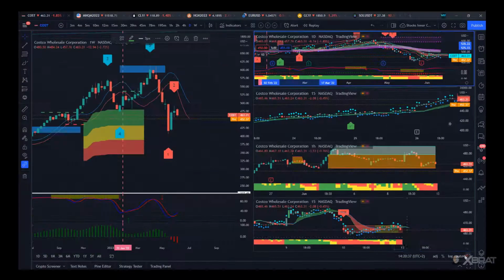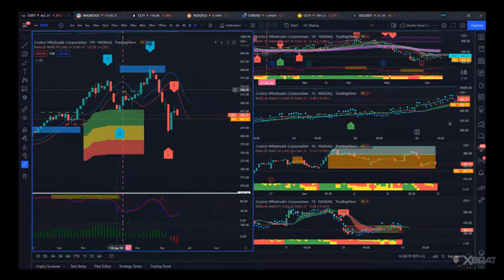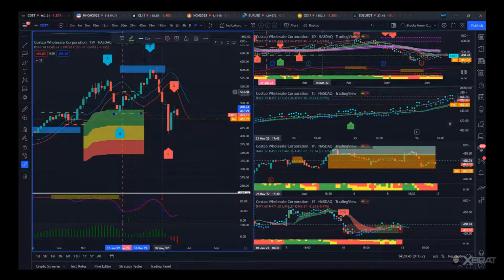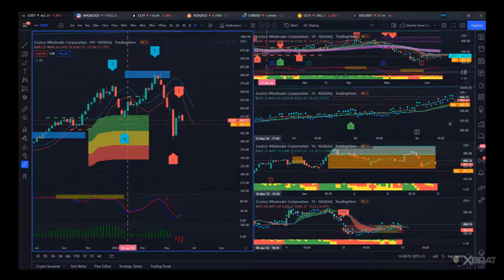Let's go back to the weekly. We see our entry at this point here. We didn't actually trigger till there. Again, stop loss just below the wave 4 pivot there. Multiple time frame strategy using this swing trading bundle, plenty of trading opportunities.